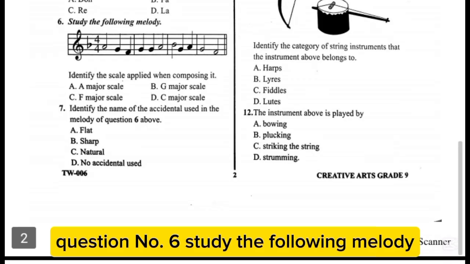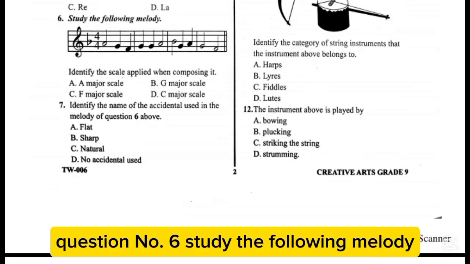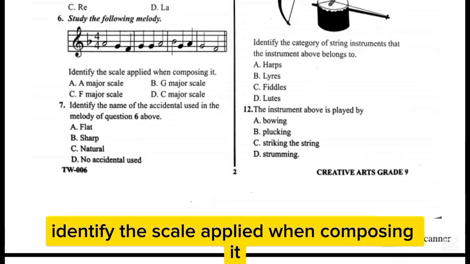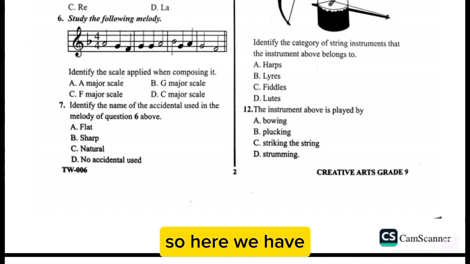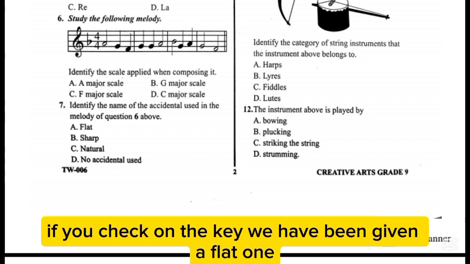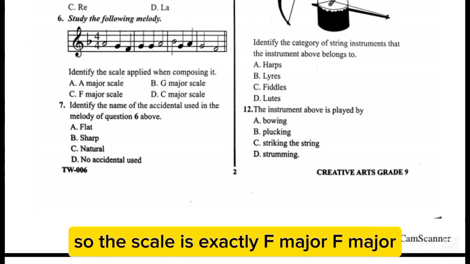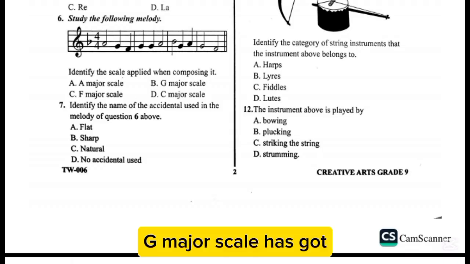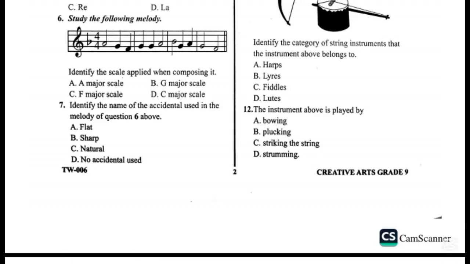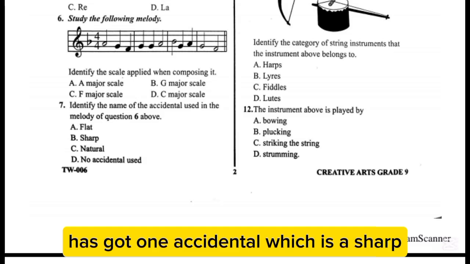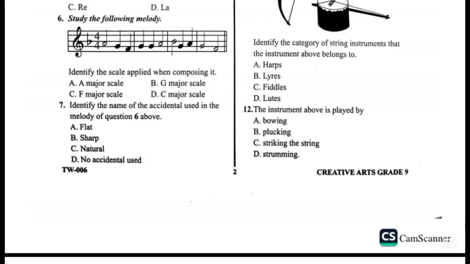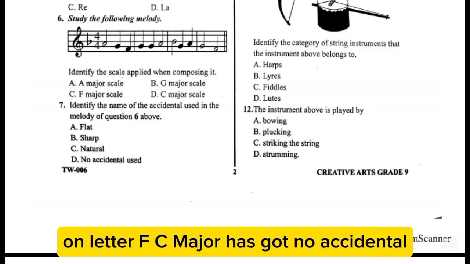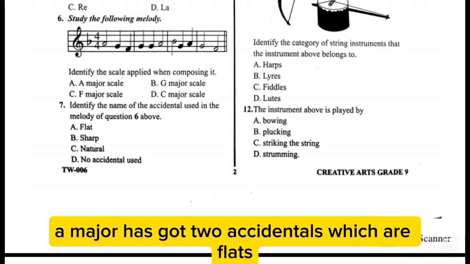Question number 6. Study the following melody. Identify the scale applied when composing it. If you check on the key signature, we have been given a flat, so the scale is exactly F major. G major scale has got 1 accidental, which is a sharp on letter F. C major has got no accidental. A flat major has got 4 accidentals, which are flats.